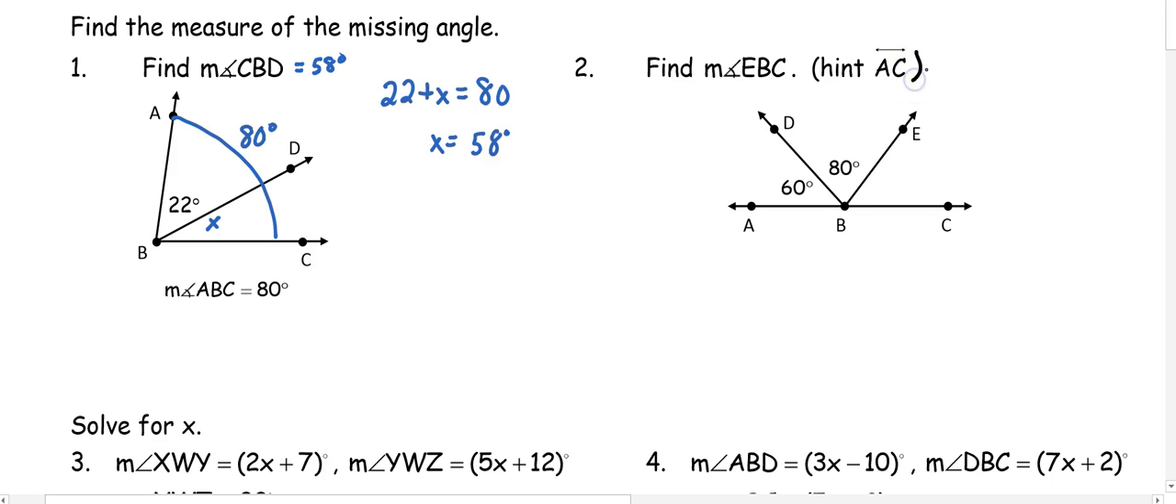Number two, find the measure of EBC. Hint, AC is a line. So we're looking for this EBC. We're looking for this angle that we're going to call x. Those three angles together are equal to 180 because it's forming a straight line. So we have 60 plus 80 plus x equals 180. Combine like terms, so 140 plus x equals 180. And subtract 140 from both sides. And we get x is 40 degrees.